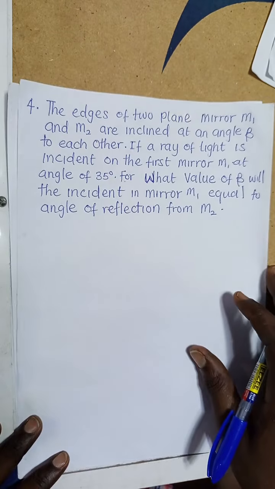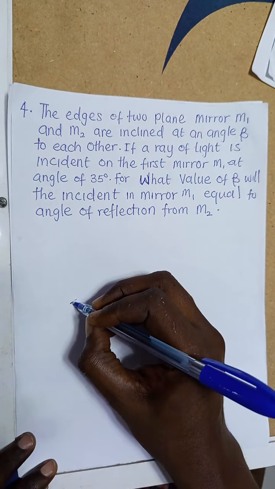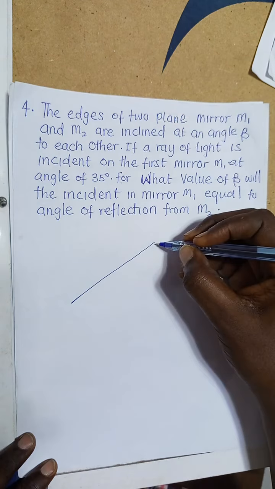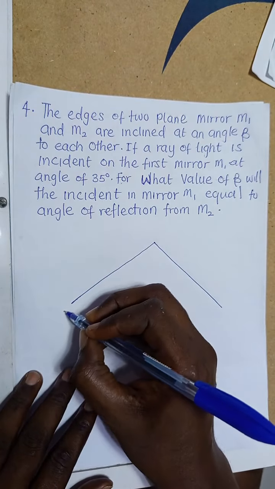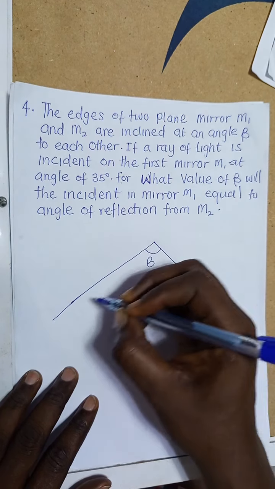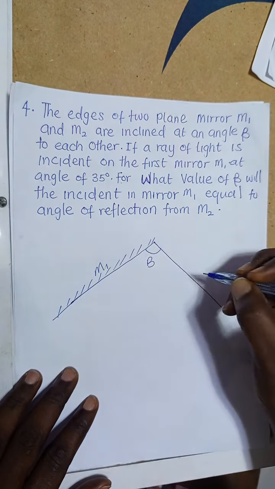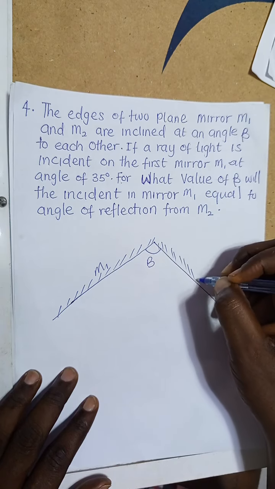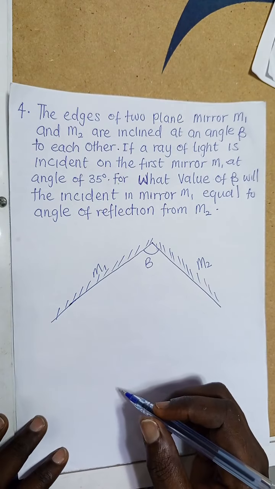The next question is number 4. It says the edges of two plane mirrors M1 and M2 are inclined at an angle of beta to each other. This is mirror 1, and this is mirror 2. Mirror 1 and mirror 2 are inclined at an angle of beta. Let me shade it to show the side of the mirror, M1, M2.